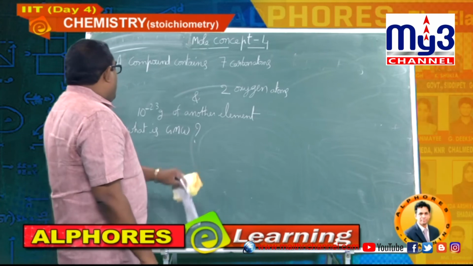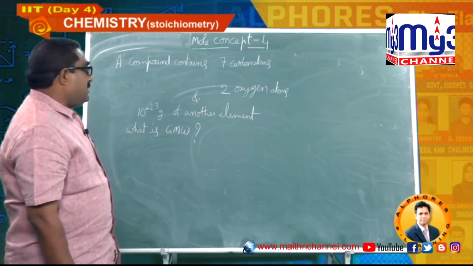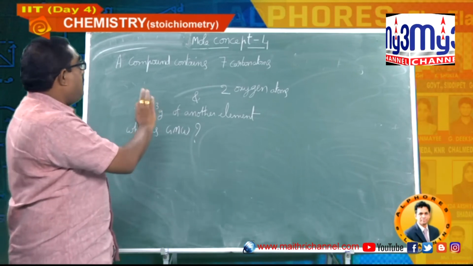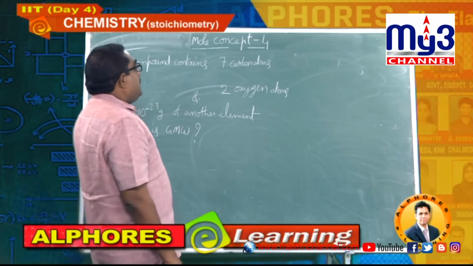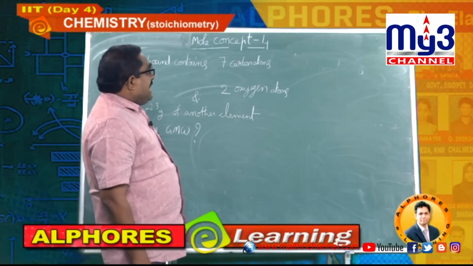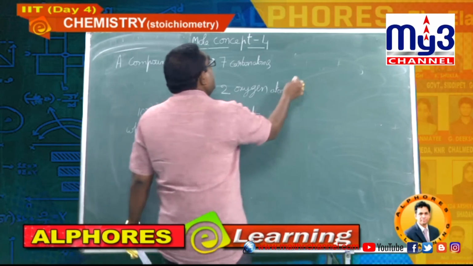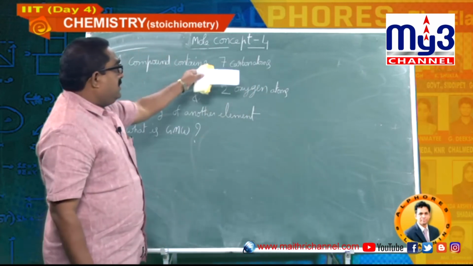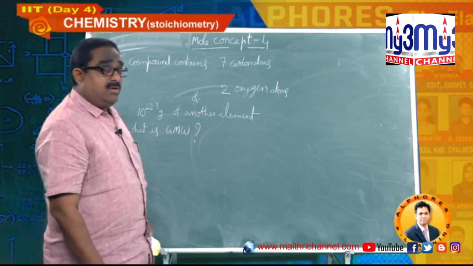Now he is asking you to calculate the gram molecular mass of the compound formed from these 3 elements, if 7 carbon atoms are there. Before starting the solution for this, let me revise one concept that you have learned in the session.